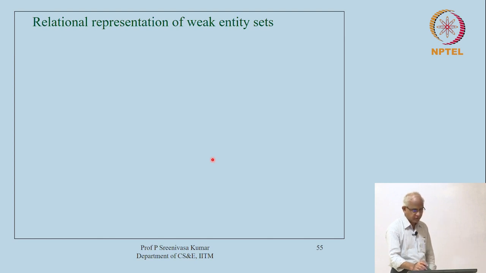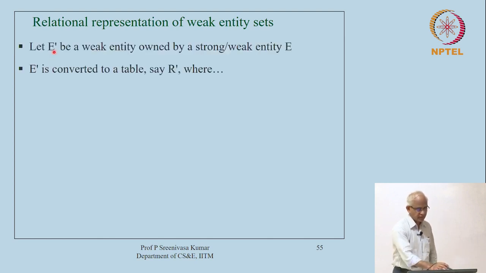So, we have weak entities. Let us say some E prime is a weak entity owned by some strong entity E. It could even be owned by another weak entity, but we will take up that case a little later. So, let us say it is owned by a strong entity. So, this E prime is going to be converted into a table, say R prime, where we will have to make up the attributes for this table.